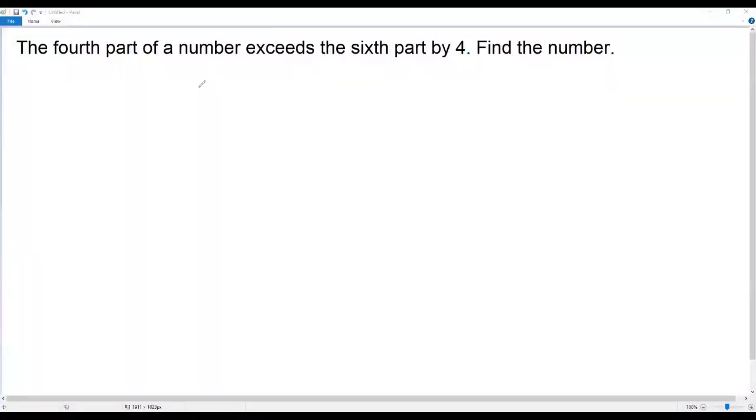Here we have a word problem. Okay, let's go over the information. The fourth part of a number exceeds the sixth part by 4. Find the number. Actually, what is the fourth part of a number?